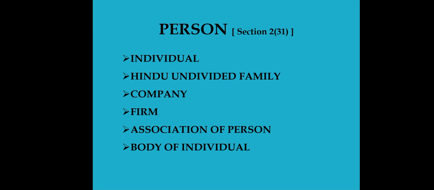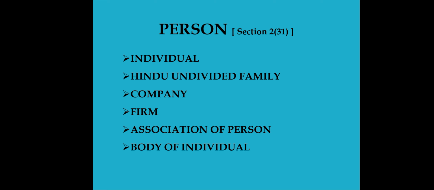Person. The term person is very wide and embraces in itself the following. There are six categories of persons. The first one is individual. It refers to a natural human being, whether male or female, minor or major. Next one, Hindu undivided family. It is a relationship created due to operation of Hindu law. The manager of a Hindu undivided family, that is shortly called HUF, is called Karta. Generally, the senior-most person of the family is treated as Karta. It can be a male or female, and its members are called co-partners.